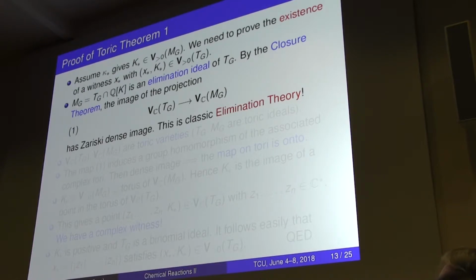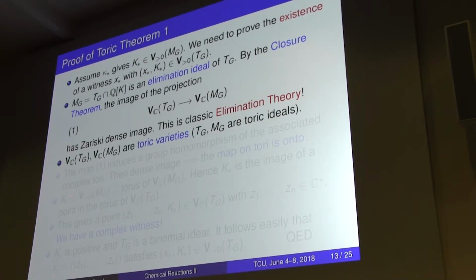Well, of course, this is elimination theory. So if I work over the complex numbers, I'm in pretty good shape because we have the closure theorem. And so, there's the variety of an ideal. Here's the variety of an elimination ideal. This is a projection map, and it has Zariski dense image. Because I'm over the complex numbers, that's what the closure theorem says. This is just classic elimination theory. So what I have is this map with Zariski dense image.